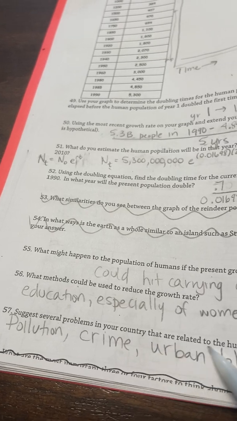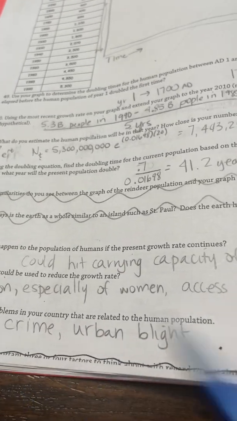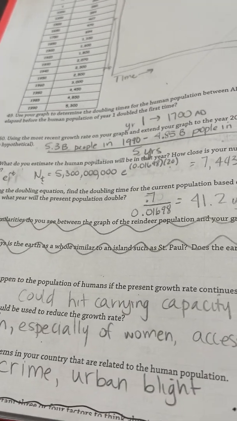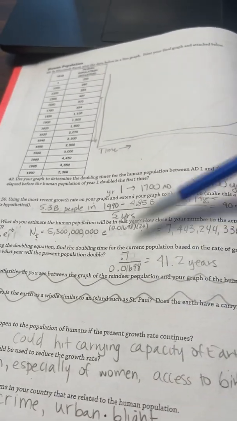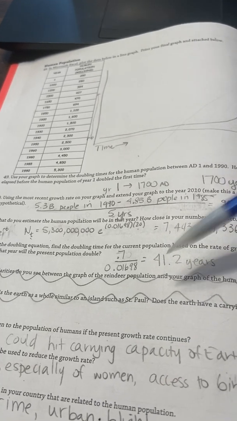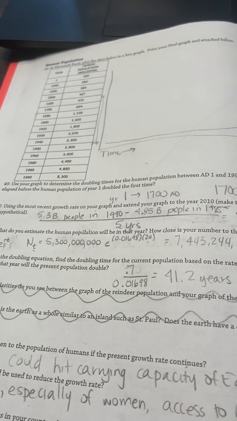Suggest several problems in your country that are related to human population. These are just some of them. You could come up with your own. I'm fine with that. Okay, so hopefully that helps make this last page make sense, because I did change some things and that last page wouldn't make sense without that. Let me know if you have any questions.